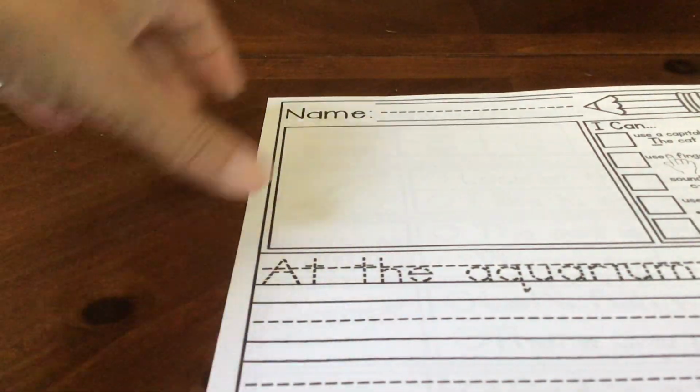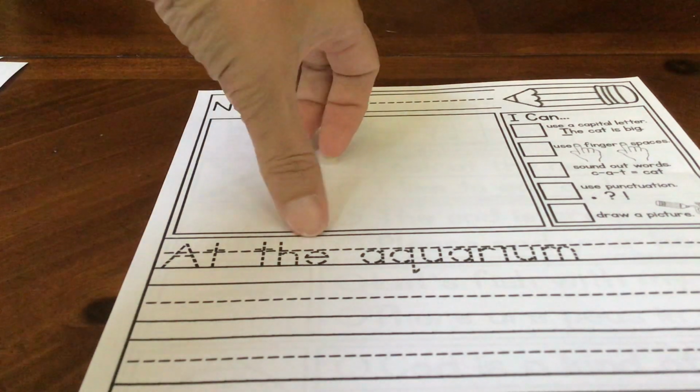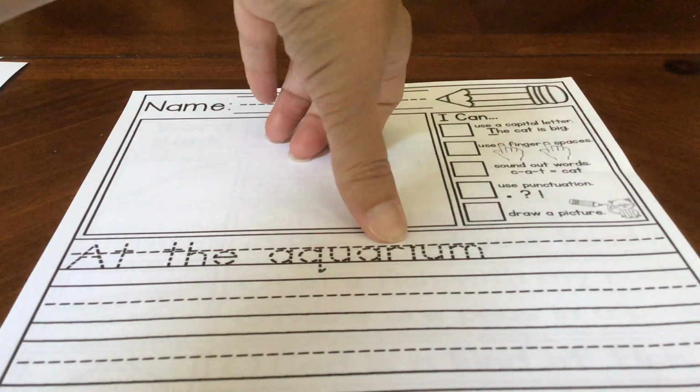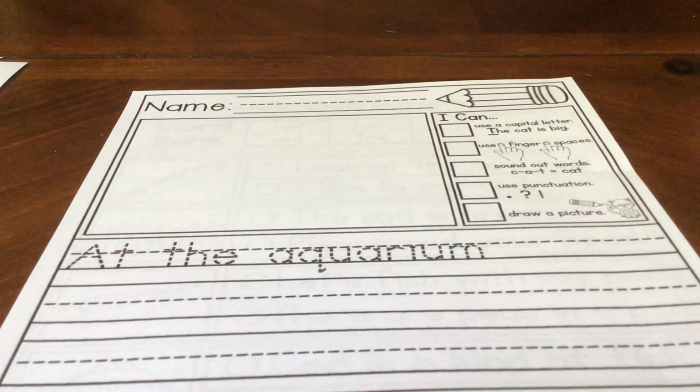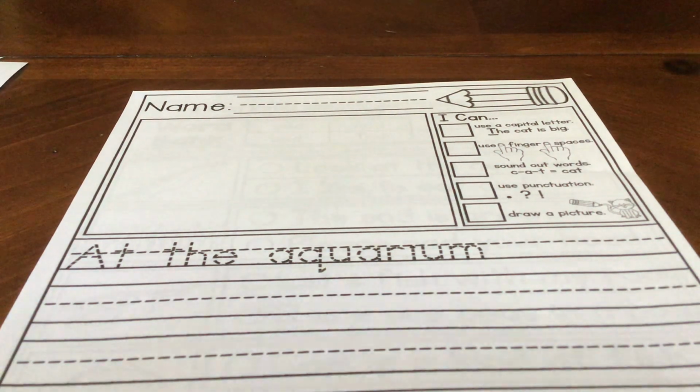So let's see, what does our paper say today? At the aquarium. You're going to tell about the aquarium. If you've never been to an aquarium, that's okay. You could tell what you might want to see at an aquarium. Or you could look on Google and find a picture of an aquarium and tell me what you see in the picture of the aquarium.